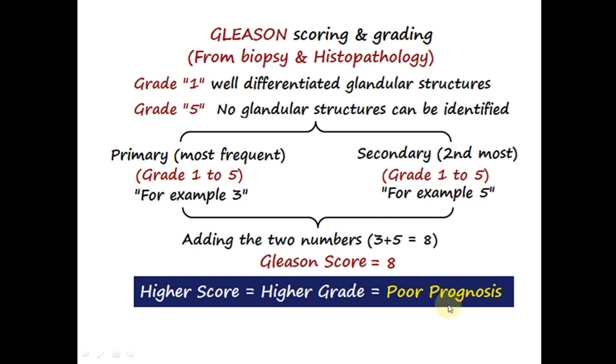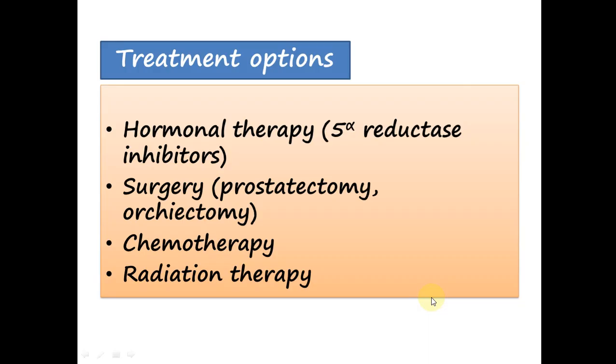Sometimes the prostate tissue may contain even one pattern. There is no secondary pattern. So in that situation, we directly take the grade. If it is 1, 2, 3, or 4, and it is the primary pattern, we put this into the Gleason scoring and grading, but the high score indicates high grade and poor prognosis.